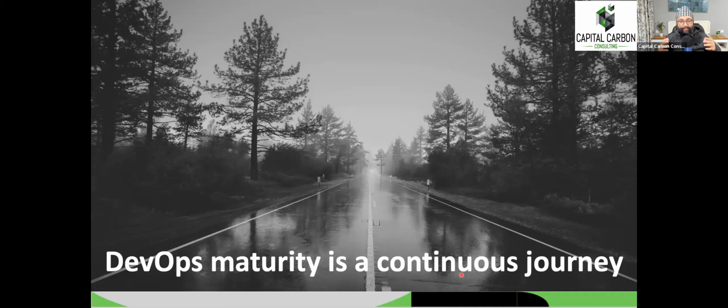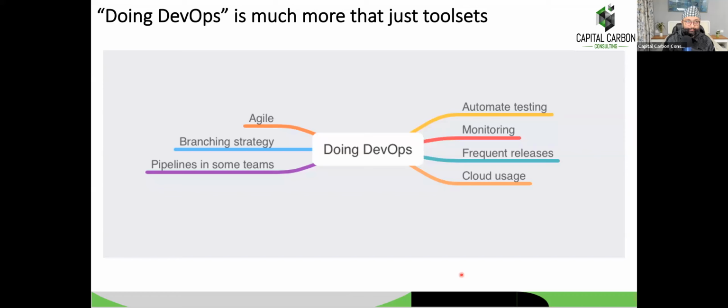So DevOps maturity is a continuous journey in terms of the tooling, but it's not just the tooling, it's not just the technology, it's a continuous journey in a lot of other facets as well. And let's talk about those now. So doing DevOps is much more than just tools.